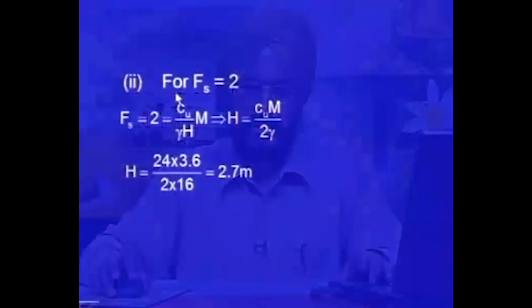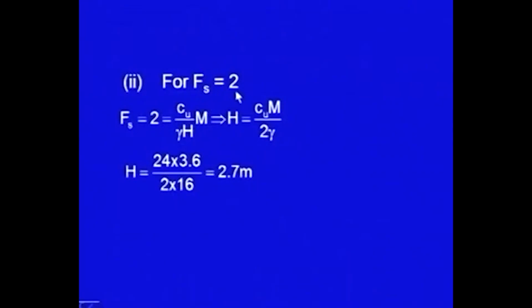These graphical methods are very convenient for doing the analysis. Similarly, you can do the analysis when the factor of safety is 2. So, Fs is equal to 2, and in terms of the stability factor, it is Cu upon gamma h into m. So, h becomes equal to Cu into m divided by 2 gamma. M you already know for those values, and then you can calculate h, and finally h is equal to 2.7 meter.